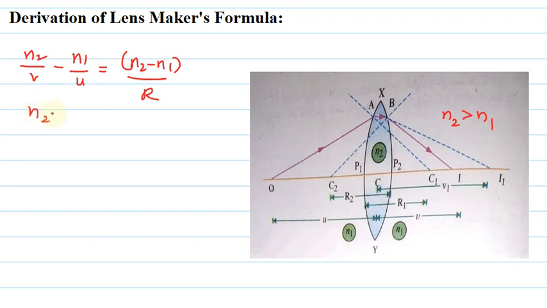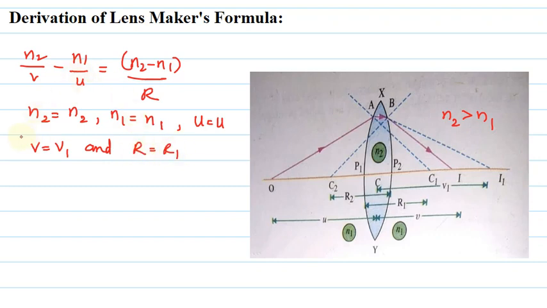N2 is the refractive index of the material of the lens, and N1 is the refractive index of the surrounding medium. In this diagram, it is N1. The object distance is U, the image distance is V1, and the radius of curvature here is R1.